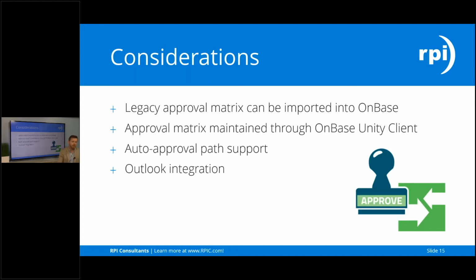Again, one of the big things to consider here as well is that the approval matrix can be maintained through the OnBase Unity client. Like you saw there, if you log in as that user that has the security and permissions to access that hierarchy, you can go in and change that. It also has auto approval bypass support, so in some instances it makes sense to bypass approvals, whether that's your own policy in your company or not, you can bypass it. And also the Outlook integration is included in that. Main point being, it's very flexible in terms of what you can do with your approvals.